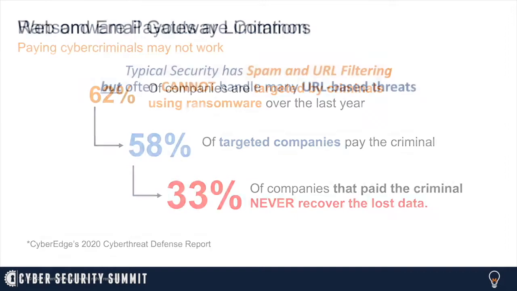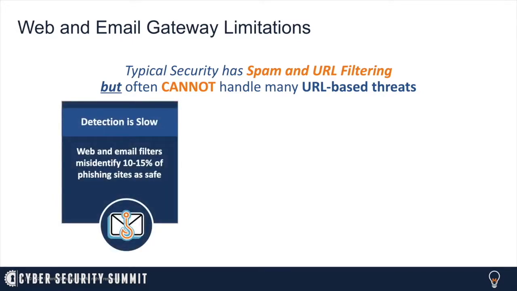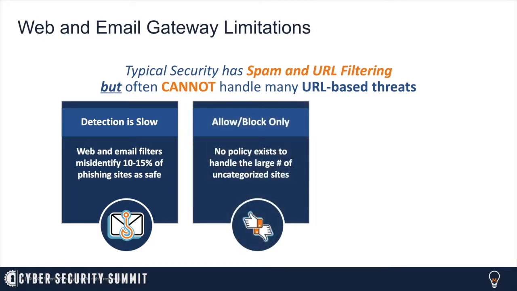Using email gateways as an example, phishing succeeds by taking advantage of the time it takes for an email filter to categorize email links. Detection of malicious websites is slow. According to our research, web and email filters misidentify 10 to 15% of phishing sites as safe when they're accessed by the end user. If those sites are accessed through email, IT admins may allow, block, or filter, but often they have inadequate policies to protect against the danger of these risky links.